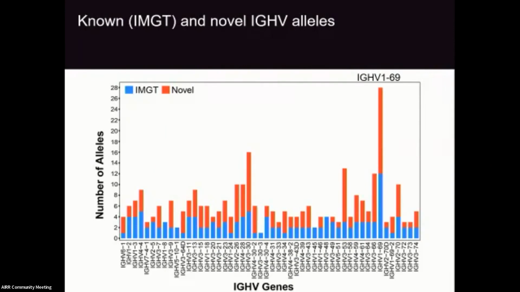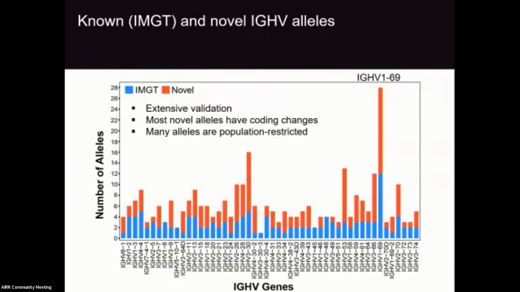And for some genes, we find quite a few novel alleles. As is known, the genes that have the highest allelic variation are IGHV3-30 and 1-69. 1-69 is extreme. I'm going to talk about that a bit later. It's also highly used in the repertoire. So it's relevant, and people often pull out monoclonal antibodies that use this germline gene.